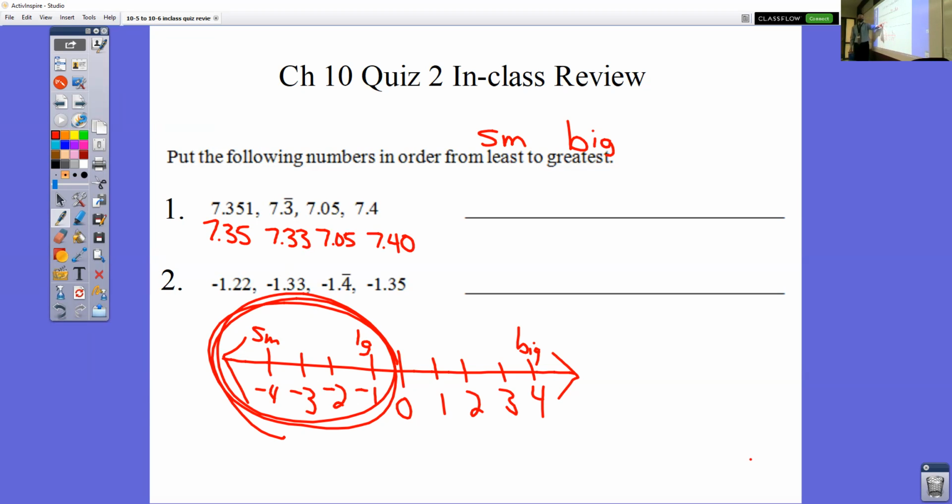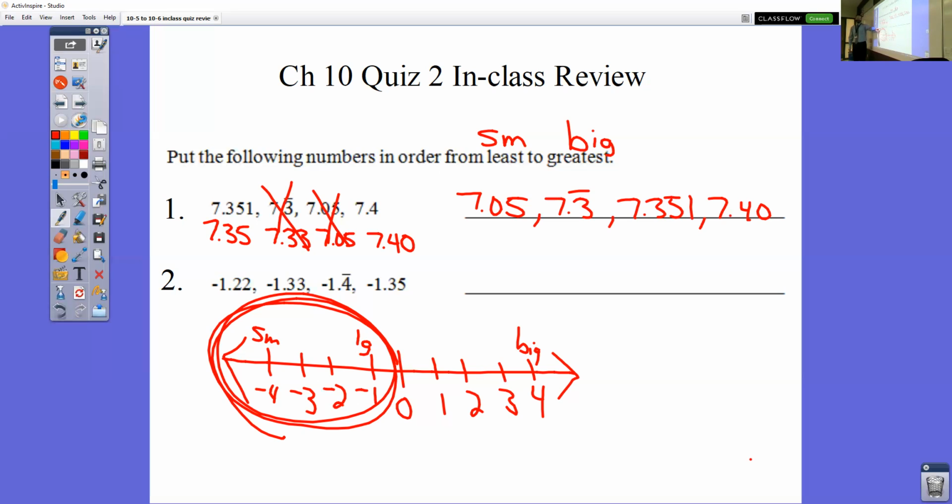So our lowest number here, the lowest amount of money, is $7.05. So that number would come first. Your next biggest number would be $7.33. When I write it, I'm going to put 7.3 repeating. The next biggest number would be $7.35. So 7.351. And then our biggest amount of money would be the 7.40. So that is in order from smallest to biggest.